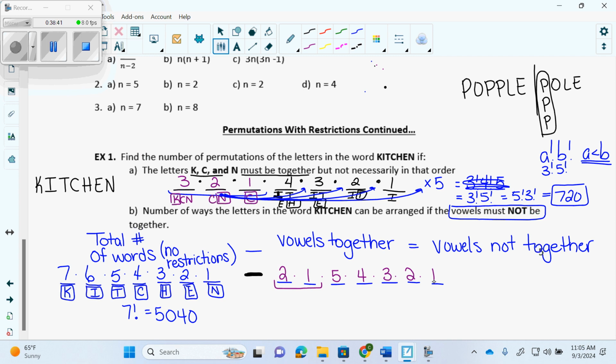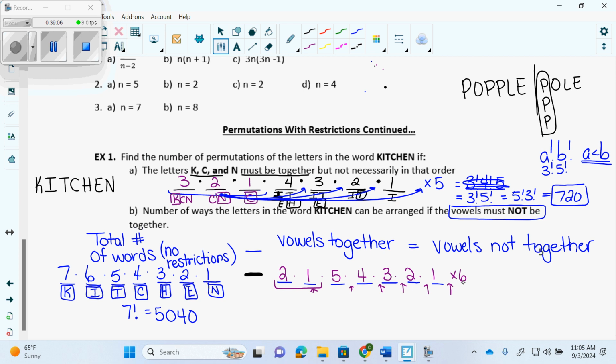But I want all the cases where vowels are together. So what do I still need to multiply that by? 6. Because there's 6 cases where the vowels are together, remember? We can move them. Here, which is one way. Here, so here's 1, here's 2, here's 3, here's 4, here's 5, here's 6, and it's always one more than that number, right? So times 6.